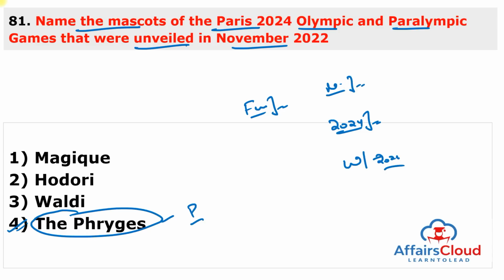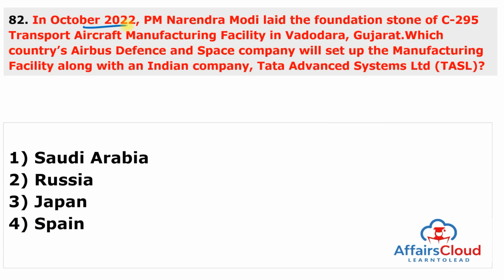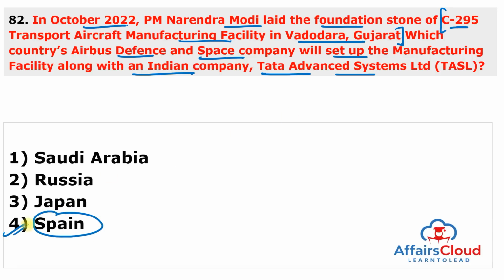Moving to the next question. In October 2022, Prime Minister Narendra Modi laid the foundation stone of the C295 transport aircraft manufacturing facility in Vadodara, Gujarat. Which country's Airbus Defence and Space Company will set up the manufacturing facility along with the Indian company Tata Advanced Systems? This Airbus Defence and Space Company belongs to Spain. The answer of this question is 4.